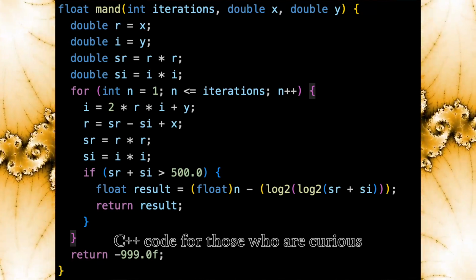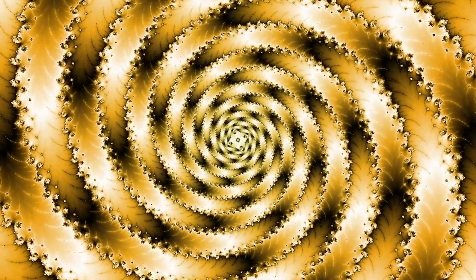The next thing you may be wondering is, how do we render fractals so deeply? Well, this is where perturbation comes in to save the day.